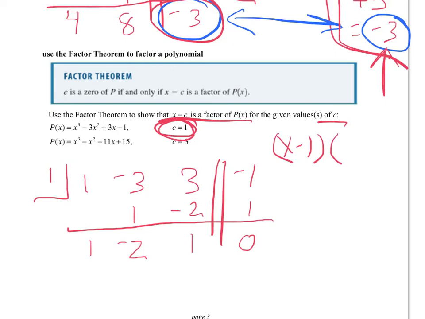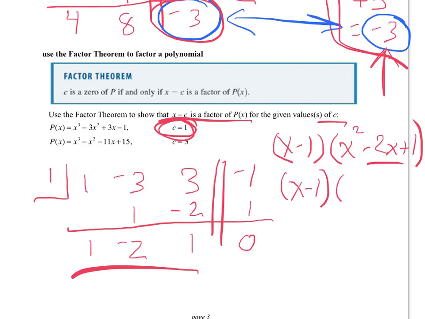And the other factor, these are the coefficients right here, is x squared minus 2x plus 1. So that's really nice. And now what I see is that I can actually factor x squared minus 2x plus 1. I'm going to do a little bit more than what this one asks me to do. I'm going to go ahead and factor this other factor. So I still have this x minus 1 right here, but x squared minus 2x plus 1, that's a perfect square. That's x minus 1 squared.